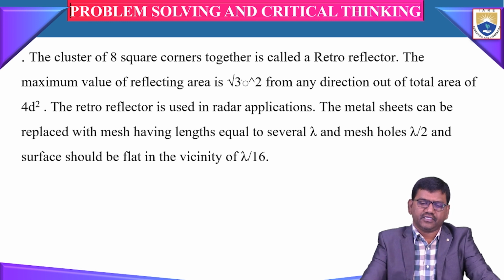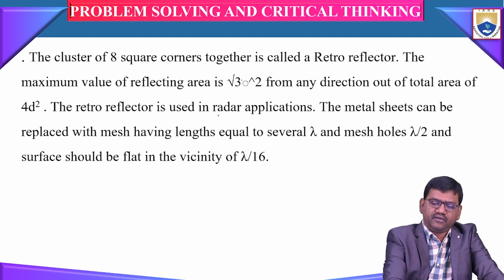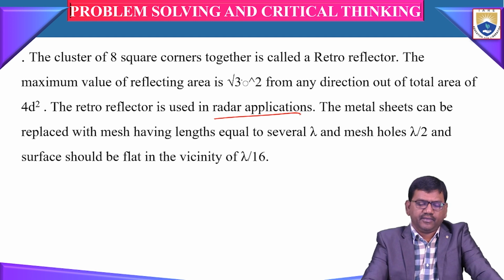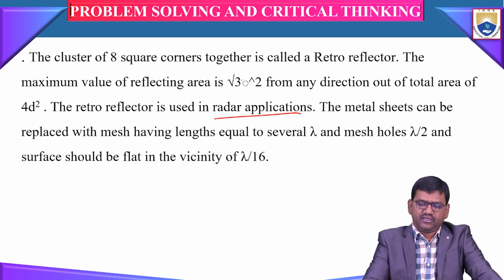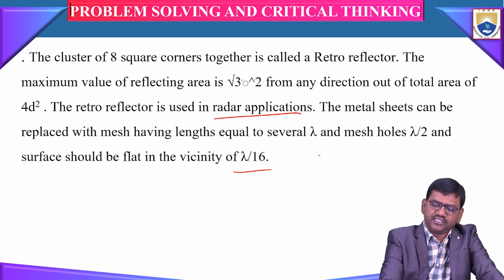The cluster of 8 square corners together is called a retro reflector. The maximum value of reflecting area is root 3 squared for any direction out of the total area of 4d squared. So the retro reflector is used majorly in radar applications. The metal sheets used for designing the retro reflectors will have a length up to 7 lambda and mesh holes up to the size of lambda by 2, and the surface should be flat in the vicinity of lambda by 16. So these are the design specifications for retro reflectors.